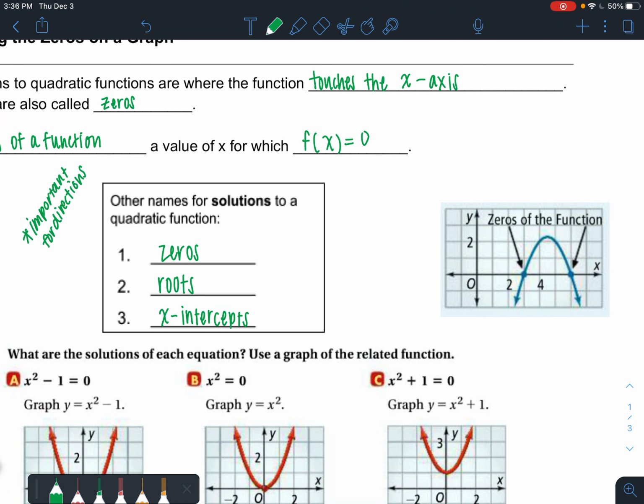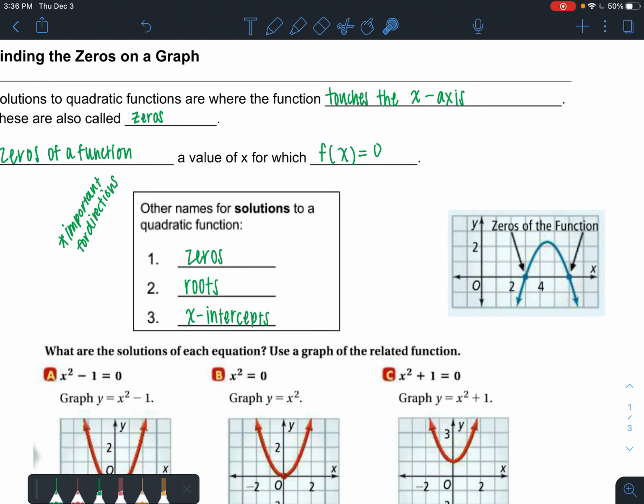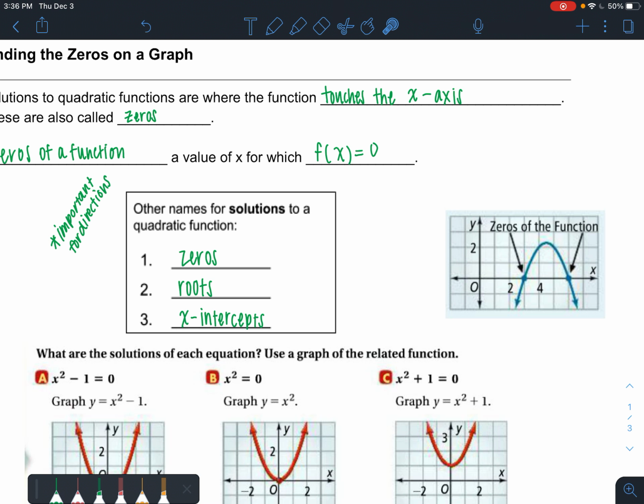And so over to the right here, we have a graph. These points where they touch the x-axis are x-intercepts. They're also where x equals 0. So that's why they're called zeros. And roots is just a funny name. I'm honestly not sure where it comes from, but it is another synonym for solution. So there are actually 4 names: solution, zero, root, and x-intercept.